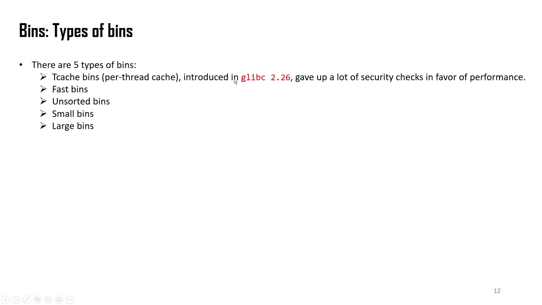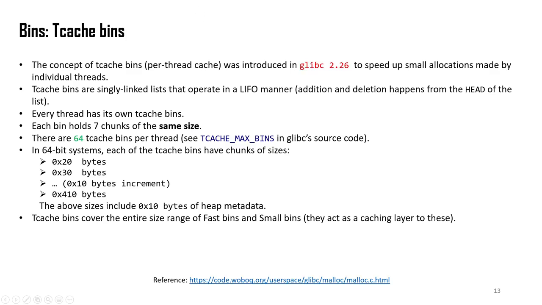Now we will discuss the types of bins. There are 5 types of bins. There's the TCache bins, or per thread cache, which were introduced in glibc 2.26, but they gave up a lot of security checks in favor of performance. There's also fast bins, unsorted bin, small bins, and large bins. We will start with TCache bins.